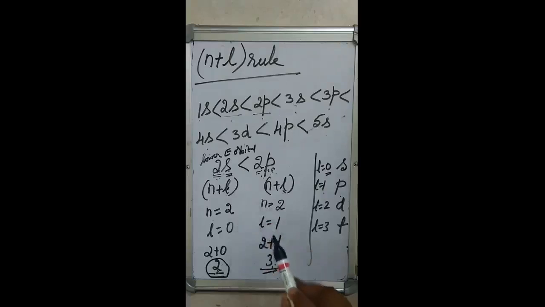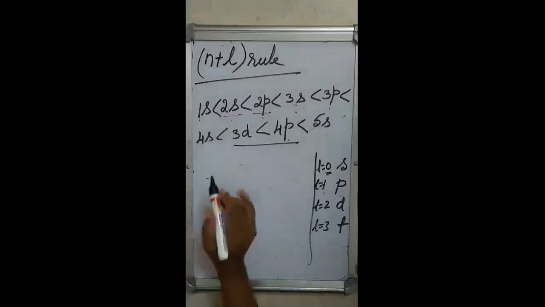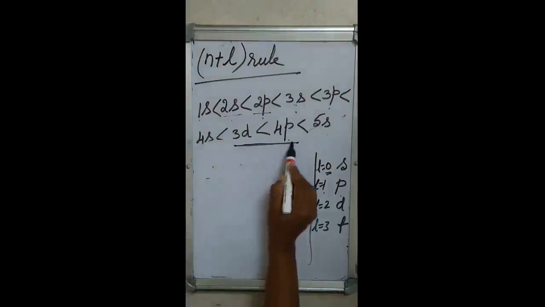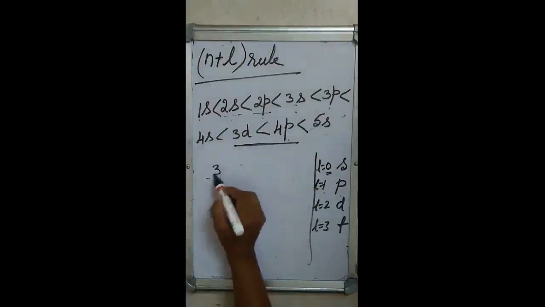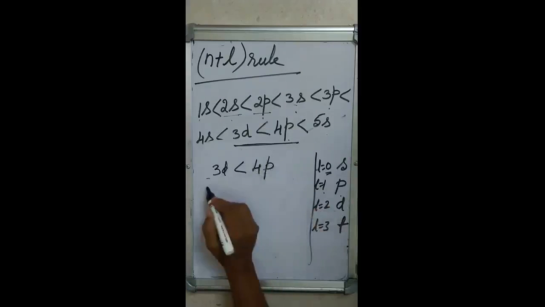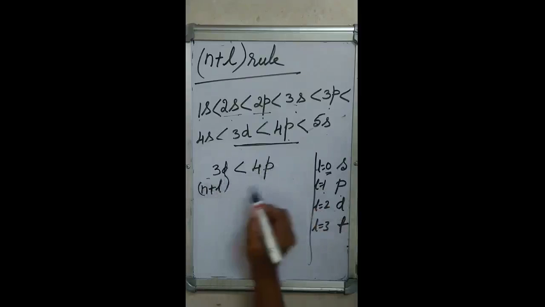This is one concept of the n plus L rule. I hope you understood the concept. One more concept: 3d and 4p. This I will take as an example. Now I am going to apply the n plus L rule for each orbital.